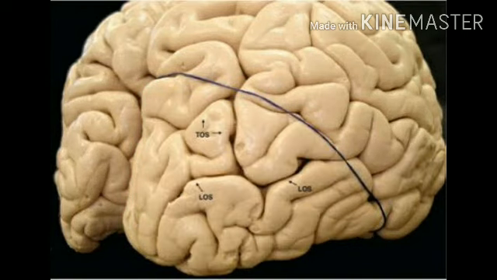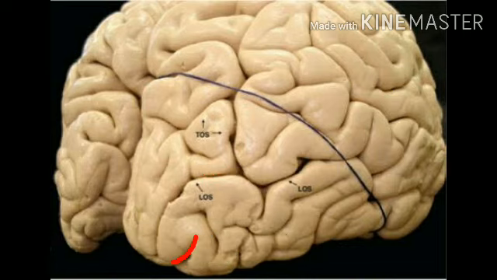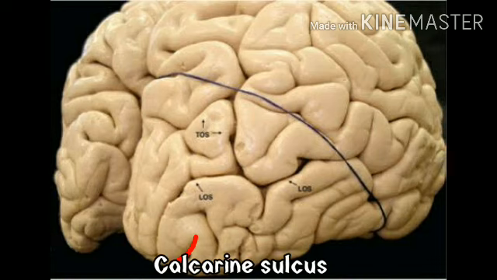The supralateral surface of occipital lobe contains a semilunar shaped sulcus. It is called the lunate sulcus. And another sulcus which cuts the occipital pole of cerebrum is called the calcarine sulcus.